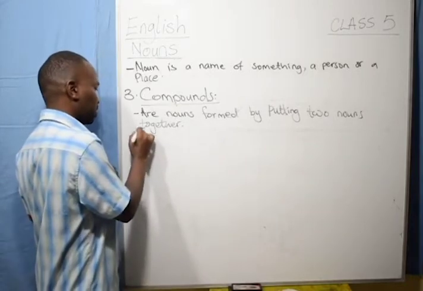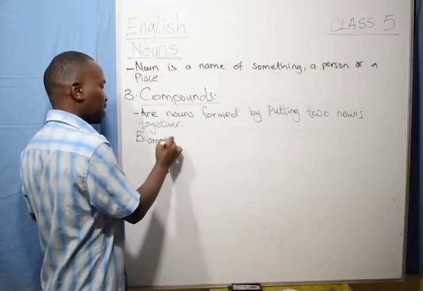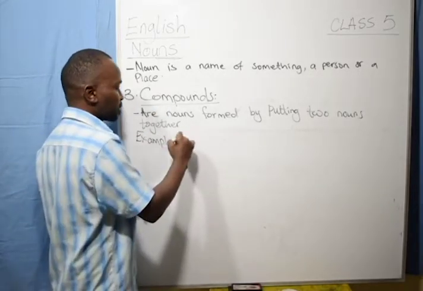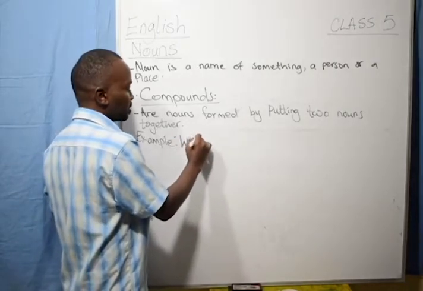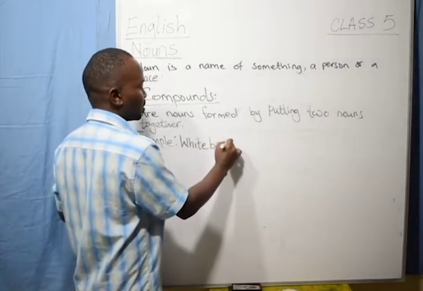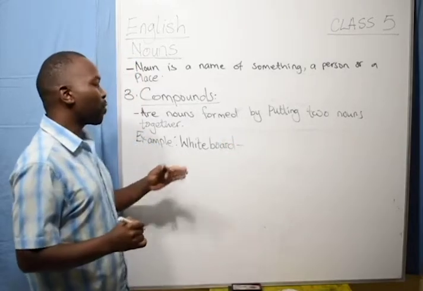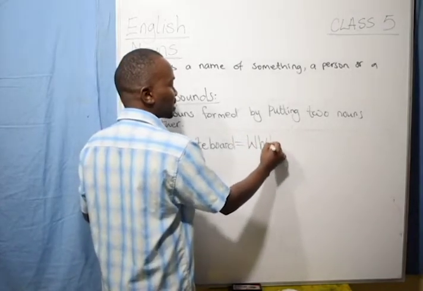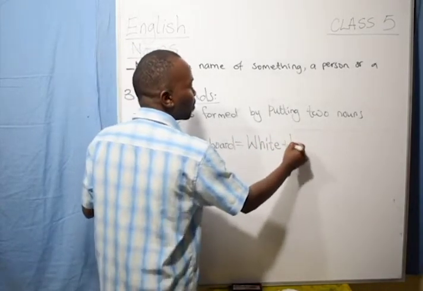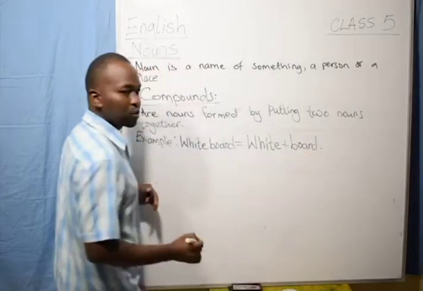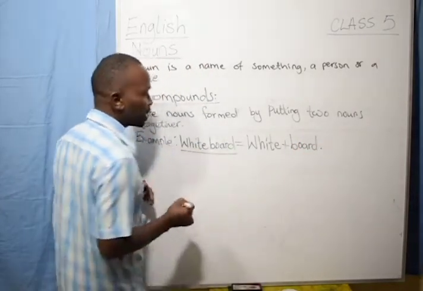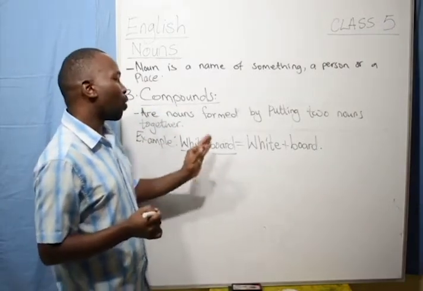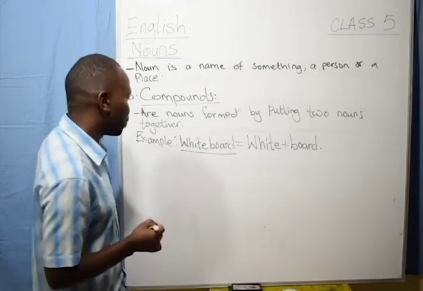For example, there is what I am writing on. It is called a whiteboard. Now, the word whiteboard has been got from the word white, put together with the word board. So, the word whiteboard is an example of a compound noun. White plus board, you get a whiteboard.